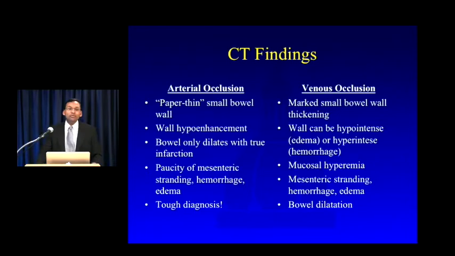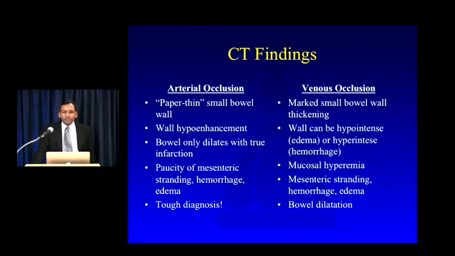So I think it's worth remembering that different types of bowel ischemia, or different etiologies of bowel ischemia, can present with very different imaging findings. Now, I'm not going to claim that these are mutually exclusive. There is certainly going to be overlap. But in general, different causes of bowel ischemia will often result in different CT findings. So the first is going to be arterial occlusion.